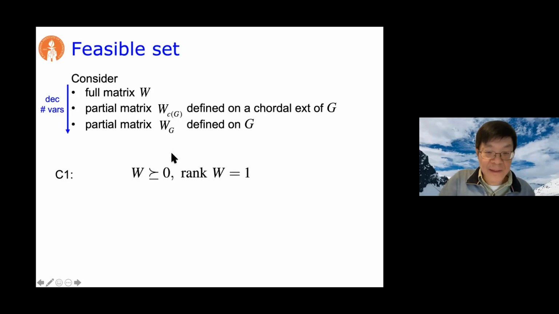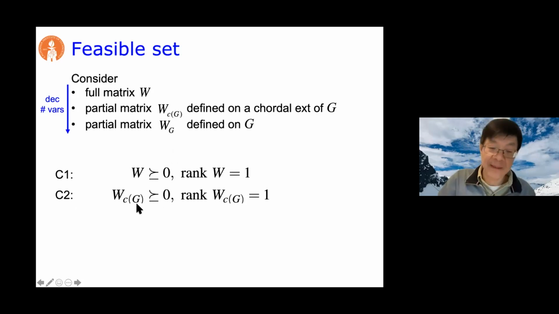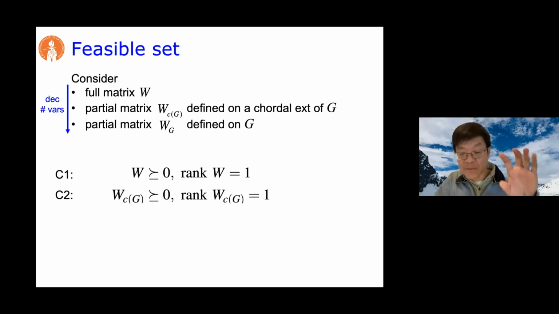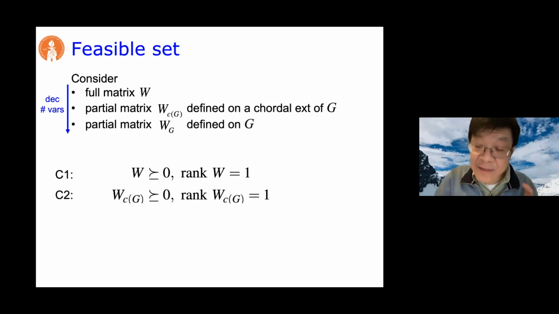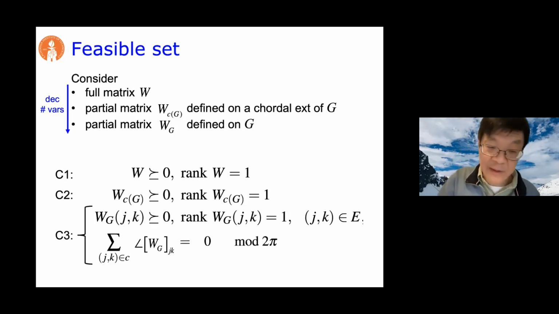The first condition is that the full matrix W is PSD and RAM1. The second condition is that the partial matrix defined on the chordal extension is PSD and RAM1. So again, we know what PSD and RAM1 mean for partial matrices. Again, it means that if you look at every submatrix of this partial matrix that is fully specified, then that submatrix is PSD and RAM1, right? That's what it means. And by the way, the fully specified submatrix in terms of the graph means that it's a clique of the graph. It's a subgraph that is fully connected, right? So that's what fully specified submatrix means.